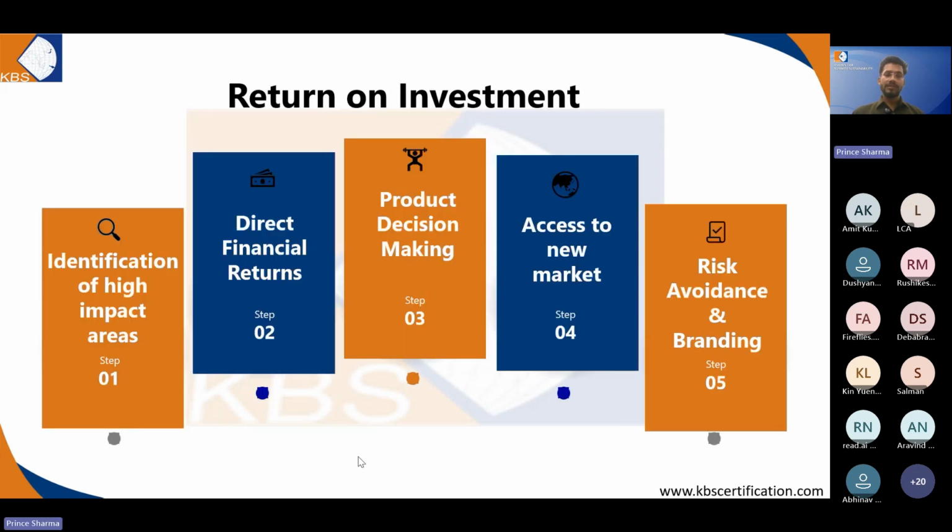Coming to the return on investment part. I have given five components. First is identification of the high impact areas. Second is direct financial returns. Third, product decision making. The fourth is access to new markets. The fifth, risk avoidance and branding. So let's discuss them one by one.